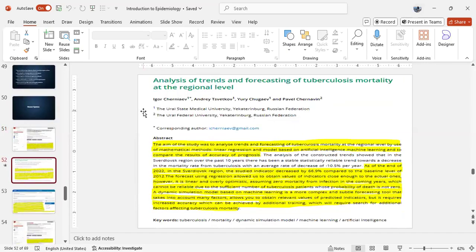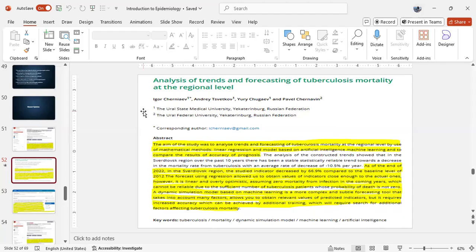Analysis of trends and forecasting of tuberculosis mortality at the regional level. The aim of the study was to analyze trends and forecasting of tuberculosis mortality at the regional level by use of mathematical methods, linear regression, and a model based on artificial intelligence machine learning, and to compare the results of accuracy of prognosis. As of the end of 2022, in the region, the studied indicators decreased by 66.9% compared to the baseline level of 2012.